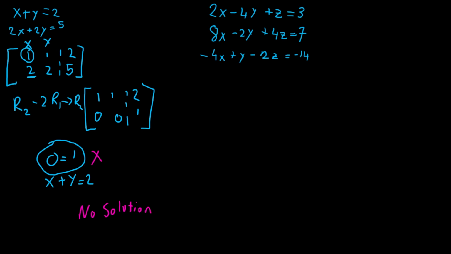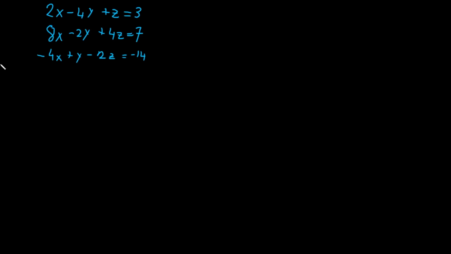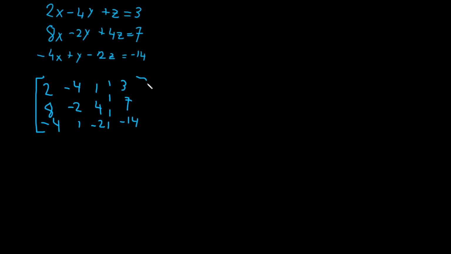Let's try applying the same logic to this 3 by 3 and see how the row echelon form compares. So first we need to write out the matrix, and you should have plenty of practice with this already. So I'm just going to go very quickly: 2, -4, 1, and we adjoin a 3; 8, -2, 4, and a 7; -4, 1, -2, and a -14. Okay, so this is the coefficient matrix right here, and we added on what each of these equations is equal to. So let's go ahead and put this in row echelon form.